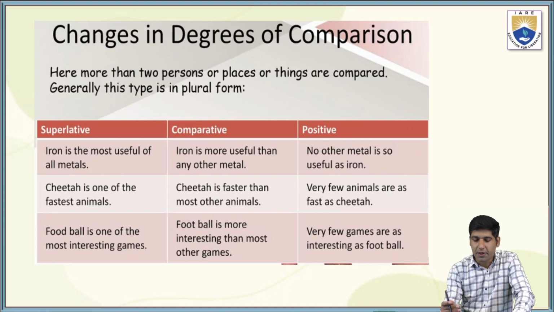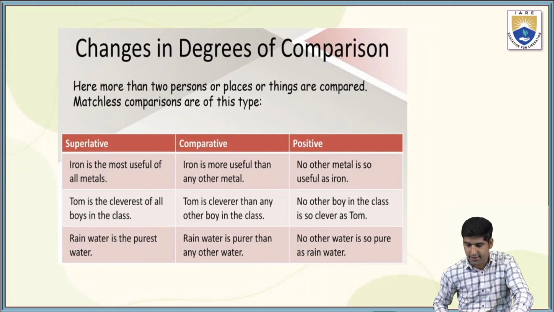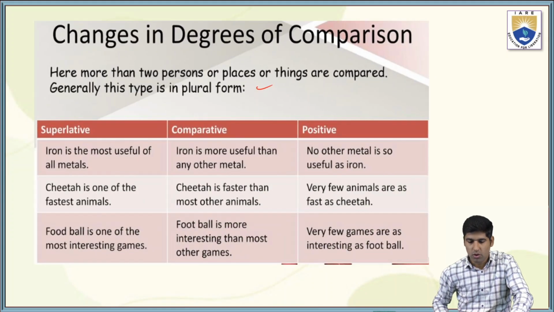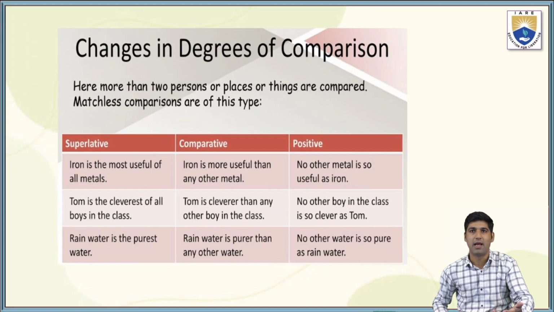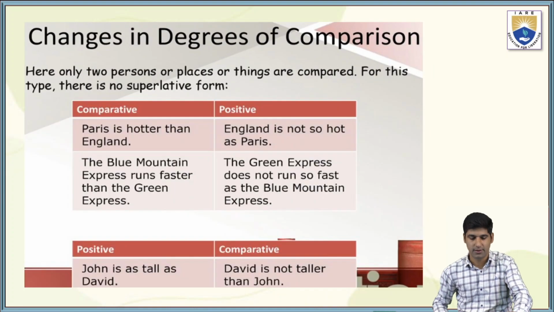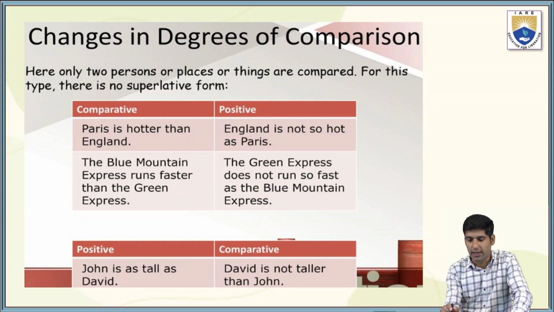Here, more than two persons or places or things are compared. Generally, this type is in plural form. Now I'll show you the plural form. Iron is the most useful of all metals. Iron is more useful than any other metal. No other metal is so useful as iron. So here, I went on with the same slide. Sorry for the confusion. Here, only two persons or places or things are compared.